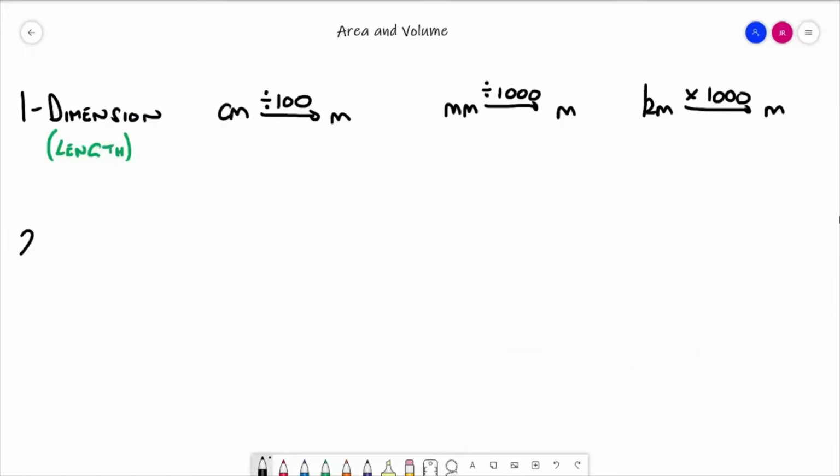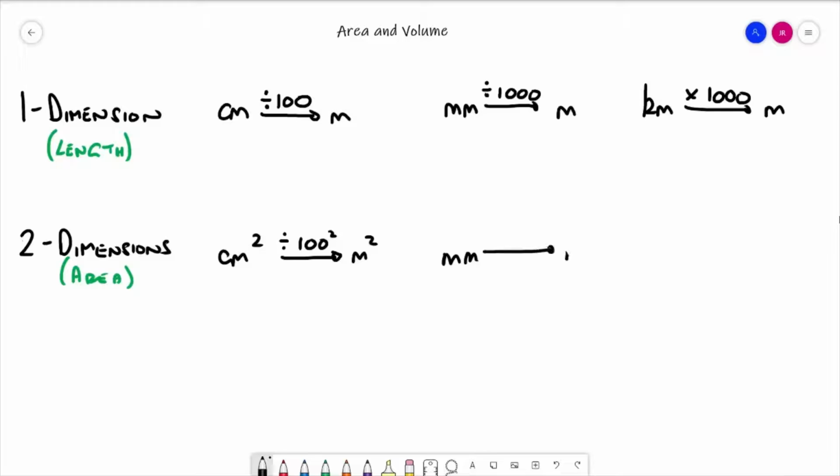So bringing that back onto here then, if we look at 2 dimensions, in other words, we're now looking at an area. If we go from centimetres squared into metres squared, we're going to divide by 100 squared. Same with millimetres to metres squared; in both cases we're going to divide by 1,000 squared, and for kilometres squared into metres squared, we're going to multiply by 1,000 squared.